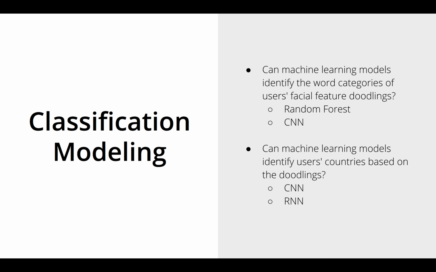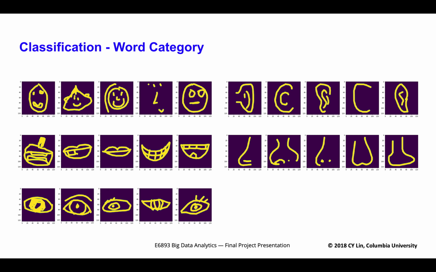Based on our exploratory data analysis, we will build classification models to study whether a machine can identify categories of doodlings and the countries of the drawers. As we could see from these doodlings, face and facial features are absolutely different. We will never recognize a face as a mouth or ear. Based on this, we expect that a machine could be able to identify the categories of doodlings.